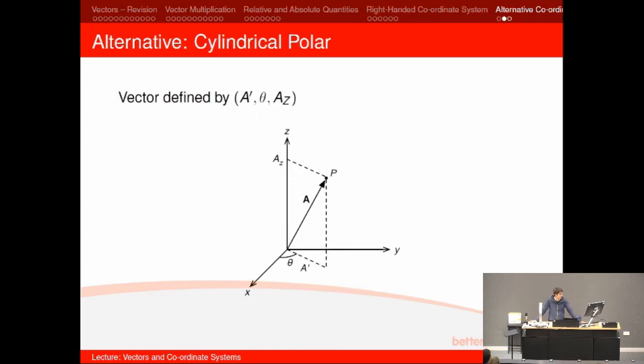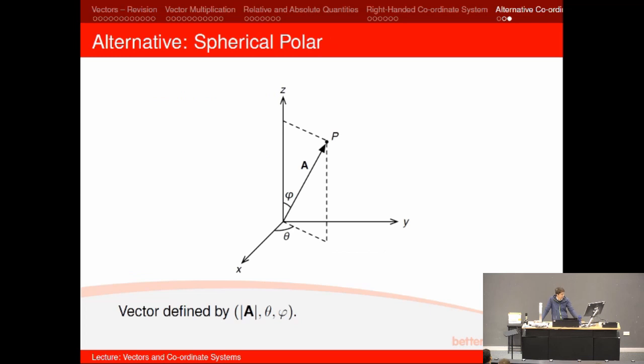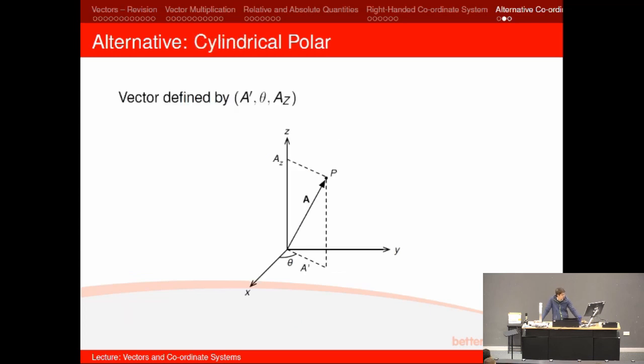Then we get the cylindrical one, where you get your vector A, and then you get the z component and a dash one, which is characterized by another direction, another angle. So you write it as the magnitude and the two angles. Oh no, that's the spherical one. This is still the cylindrical. Oh, there we go. The vector is defined as a dash, then theta, and then the z component of A. So that's the cylindrical polar coordinate system. All of these can be converted just by using regular trigonometry equations.